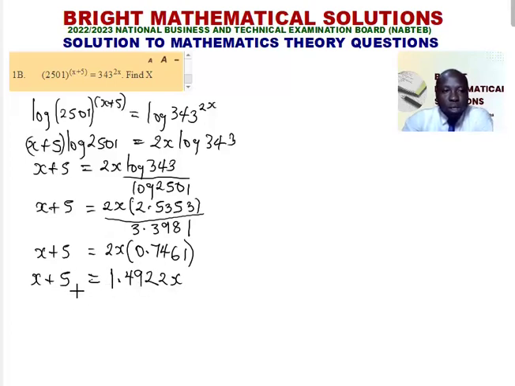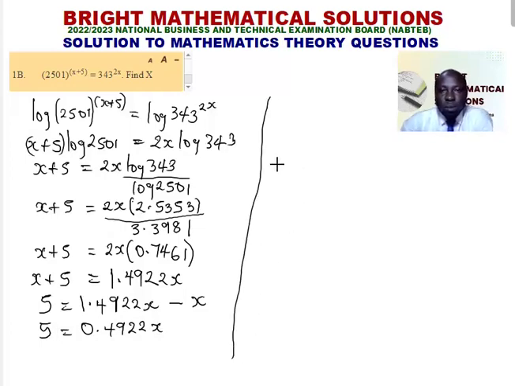So from here, let us collect the like terms such that x will come together and the value without x will stand on its own. So 5 equals 1.4922x minus x. So if we do the subtraction, that will now become 0.4922x. So from here, you can make x the subject of the equation. That will now become 5 divided by 0.4922.